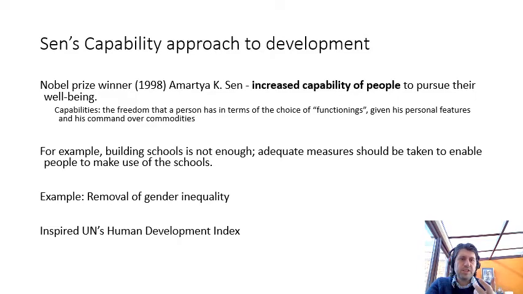And of course, this inspired the United Nations Human Development Index that we talked about in the lecture as well, which actually included, in addition to income, life expectancy and literacy, which were two indicators of health and education, to try and capture the multidimensional aspect of development a little.